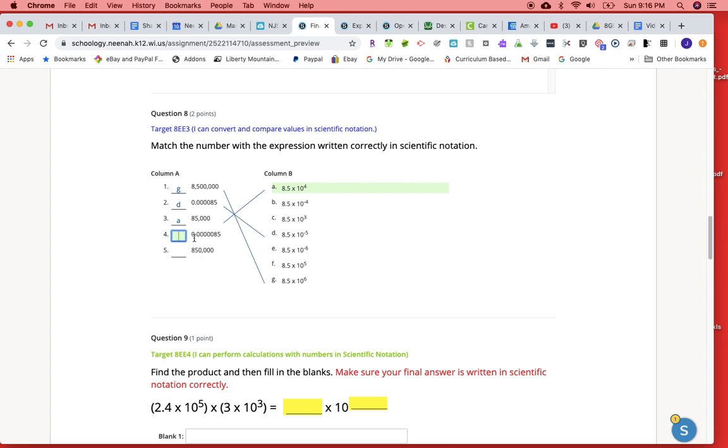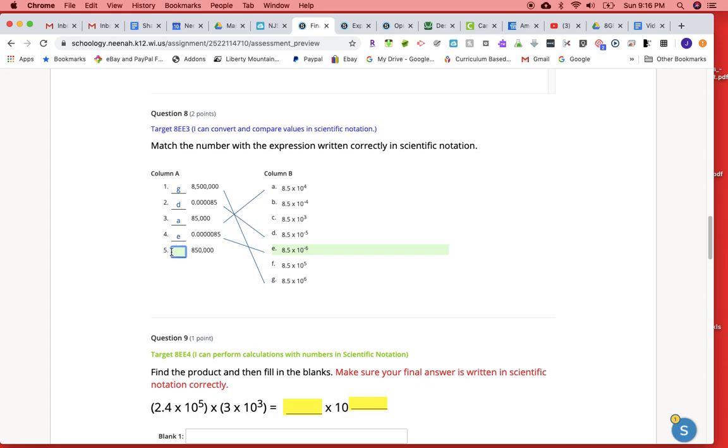0.000085. The decimal is going to move between the 8 and the 5. It's going to be a negative exponent, being it's a tiny number. So we're moving it 1, 2, 3, 4, 5, 6 places. So it would be 8.5 times 10 to the negative 6. So it would be letter E.